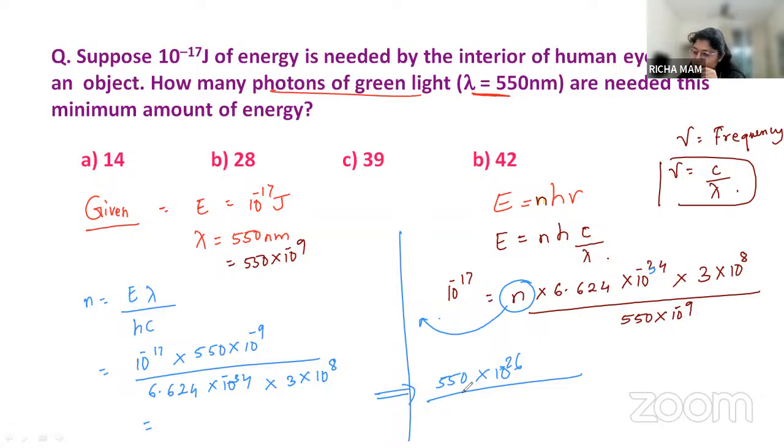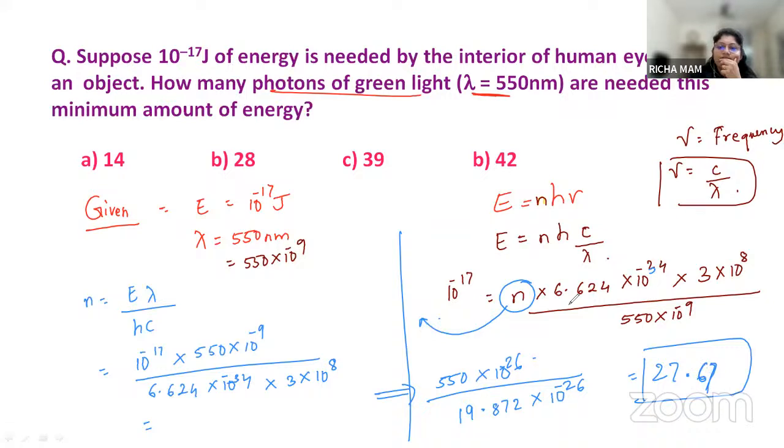6.624 into 3 is 19.872 into 10 raised to minus 34 minus 8, that is minus 26 again. So this is minus and this will get cancelled. After going this will become plus, so this will become 0. So do 550 divided by 19.872. I am getting it as 27.67.